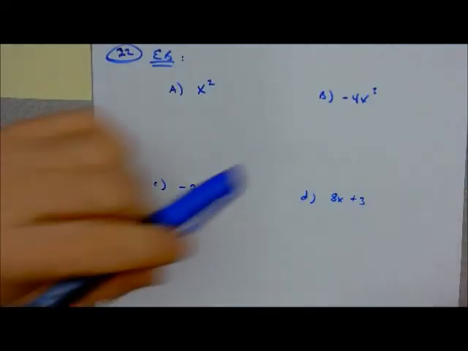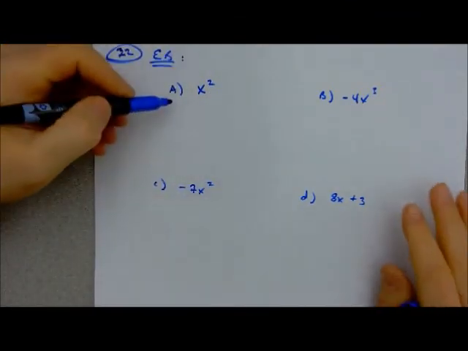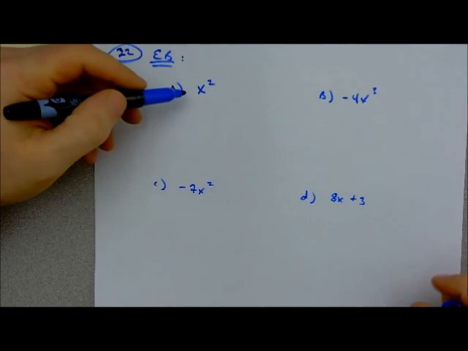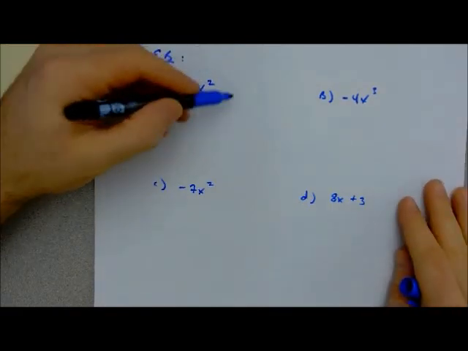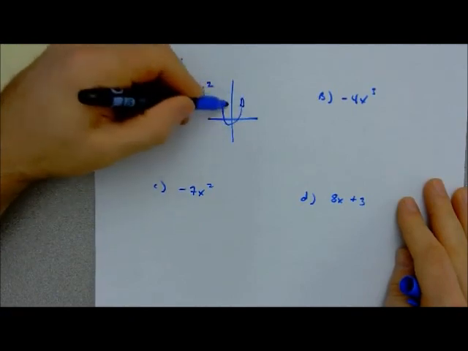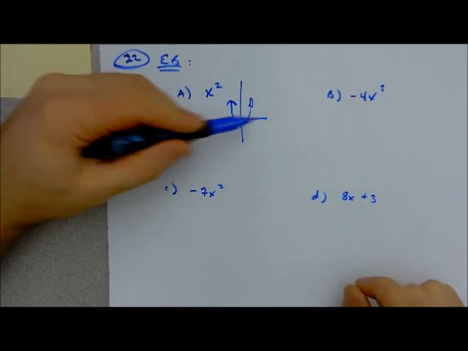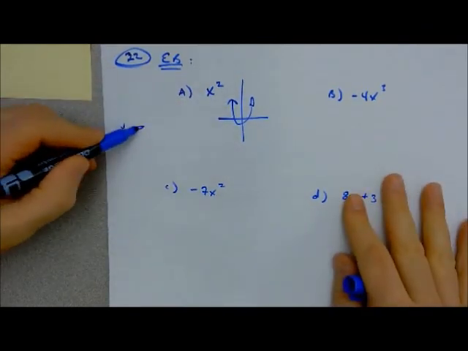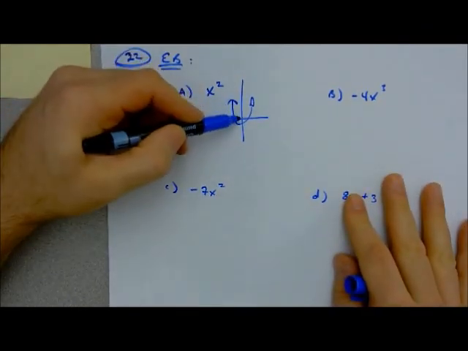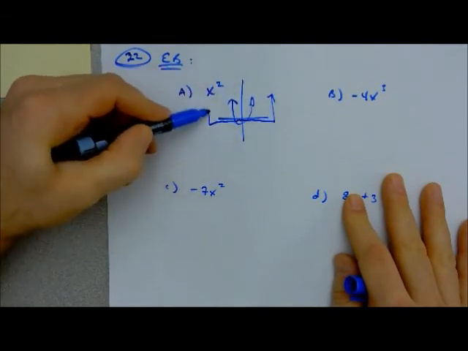Okay, for number 22, it asks for the end behavior of a whole bunch of different functions. So for the first one, I only wrote x squared because I know that means it's a quadratic, which means it's a U somewhere or other, and it's both going up. So to write end behavior, you're always saying as x goes to the right, where does y go? It goes up. Same deal, as x goes to the left, y is also going up.